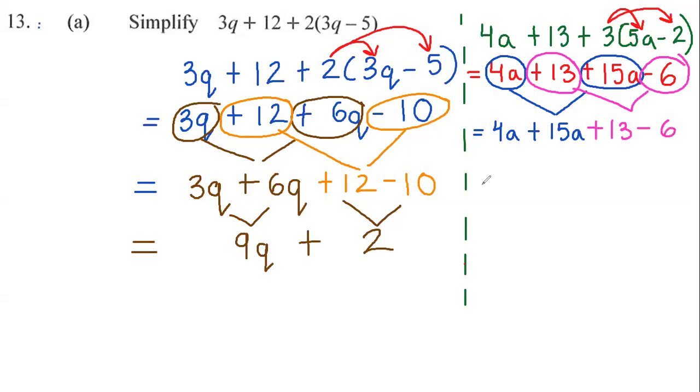Okay, excellent. So what do we have now? 4a plus 15a is going to be what? 19 what? 19a. Very good. And 13 minus 6 is what? 7. So I got 19a plus 7.